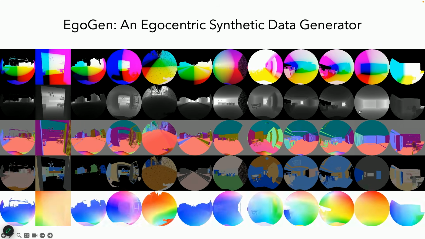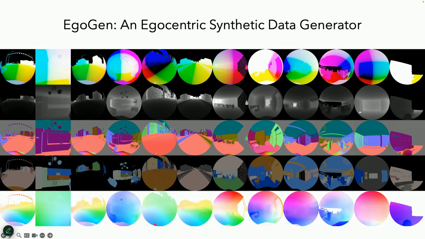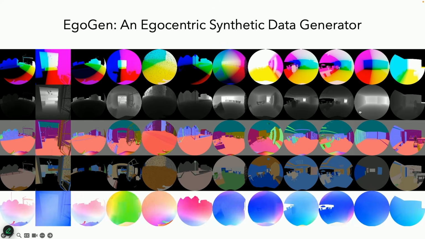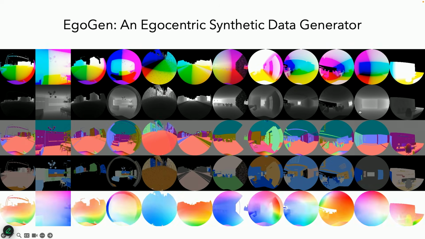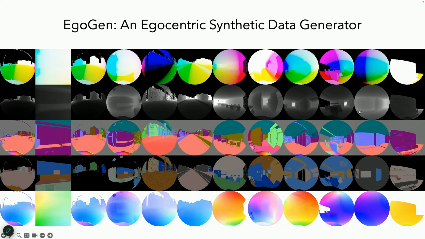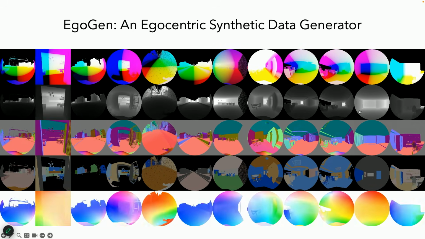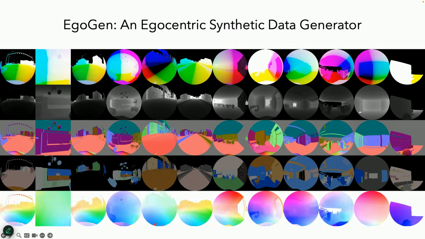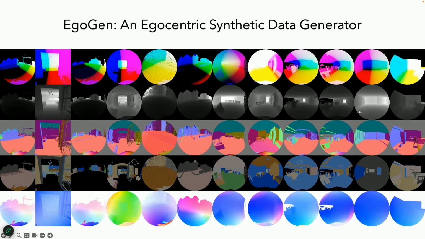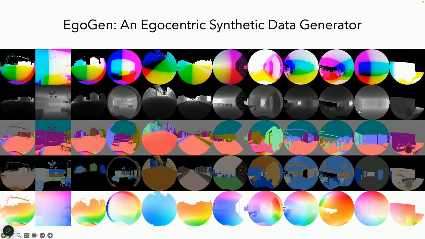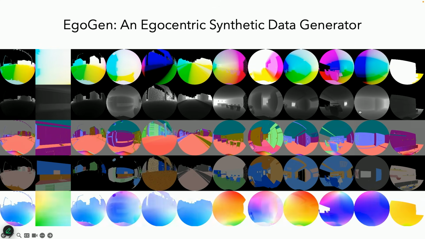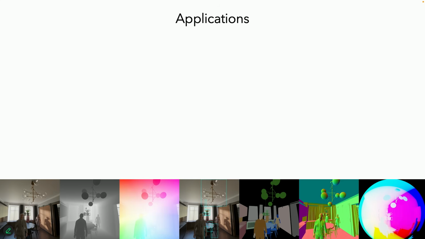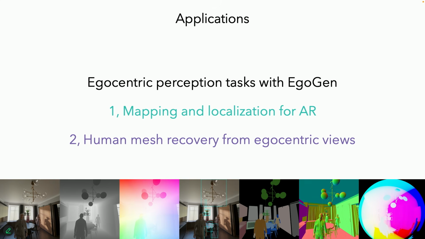Okay, so now we have a way to put the virtual human in the 3D environment, and if we have graphics assets in the 3D environment, we can now render all kinds of egocentric data. And if we have the ground truth, for example point tracks, depth maps, semantic segmentations, all kinds of ground truths. And okay, now we have this synthetic data generator. Let's see how we can use this for some egocentric tasks. So we showed 2 tasks. The first one is mapping and localization for AR.